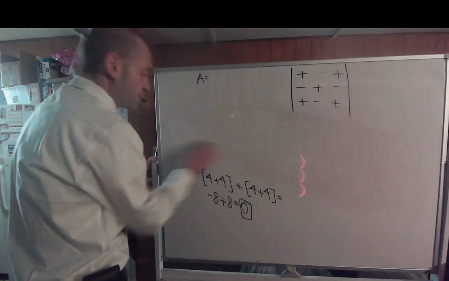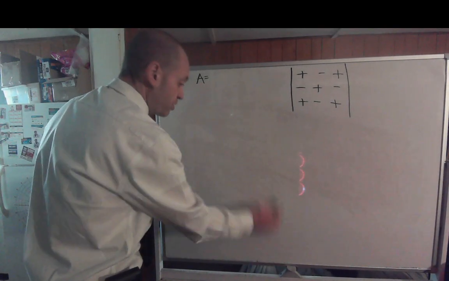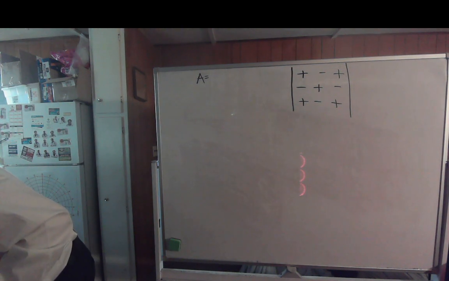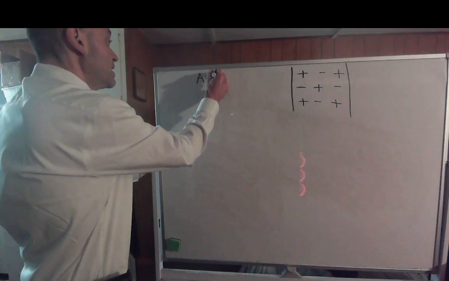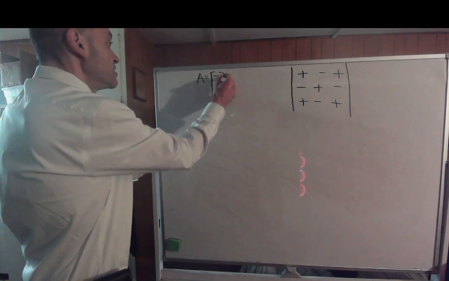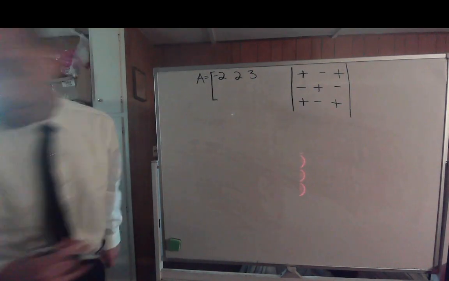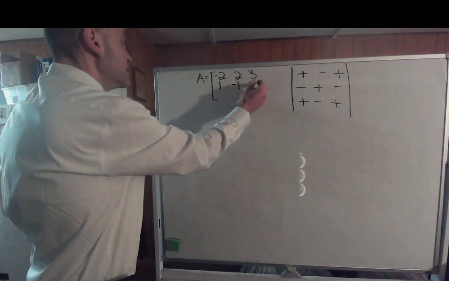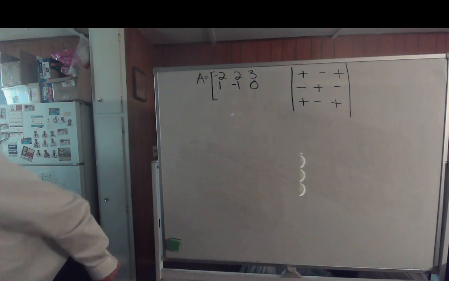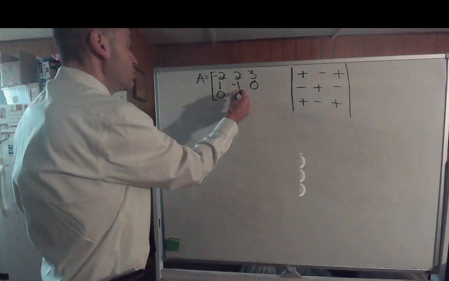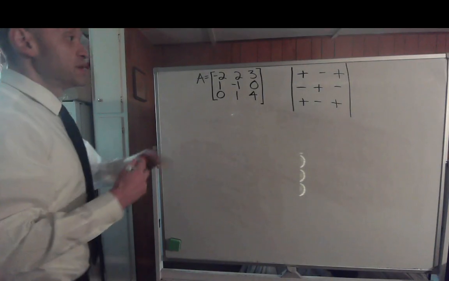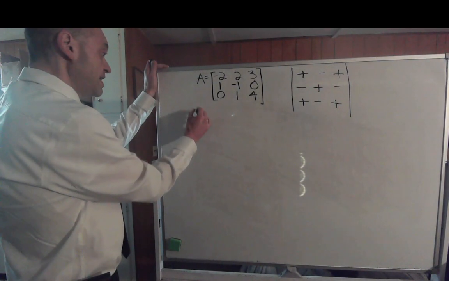Let's do a couple more 3 by 3s, then we're going to do a 4 by 4 and even a 5 by 5. So let's pick another one here. We have -2, 3, 1, -1, 0, 0, 1, 4. Alright, so we want to find the determinant of matrix A.